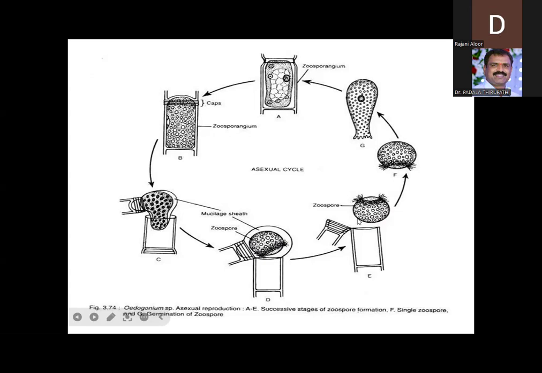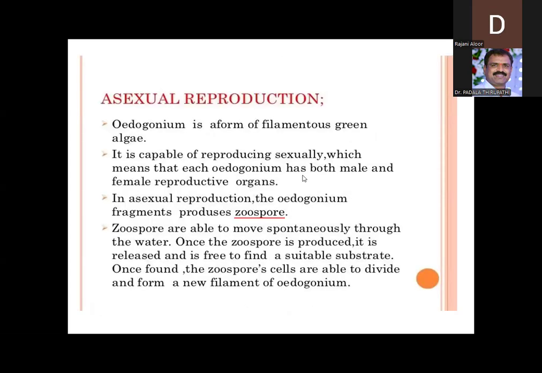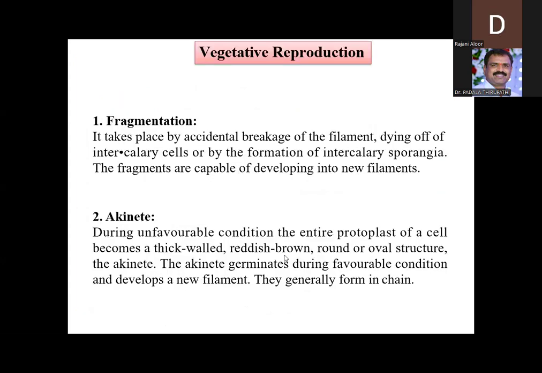If it reaches a suitable substratum, it divides into two cells. The lower portion cell forms the holdfast cell. The upper portion cell produces the filamentous cell. This asexual reproduction is very common, but sexual reproduction is the most important.